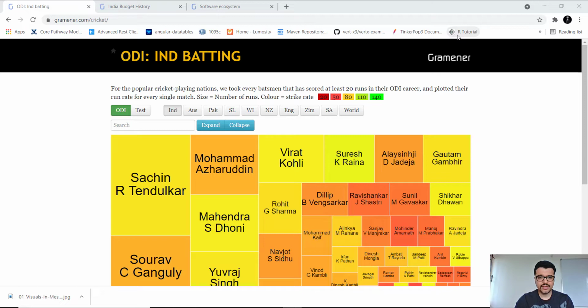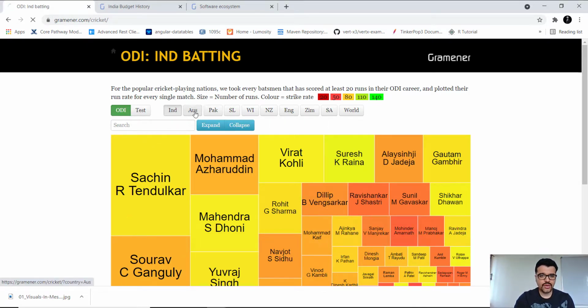This is a beautiful representation of data analysis on the data collected over the years for various batsmen in various countries. Here you can observe that the area of each of these squares represents the number of runs for that particular batsman, and the color represents the strike rate of that batsman. Like Sachin has a strike rate of 87.1 and 18,426 runs, which is the maximum among the other batsmen.